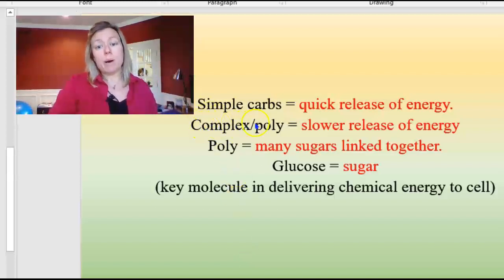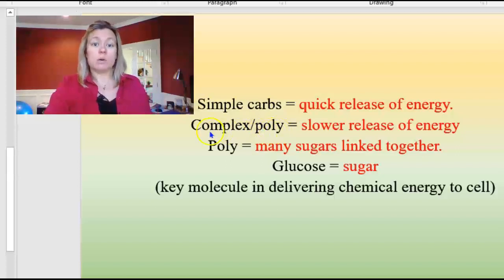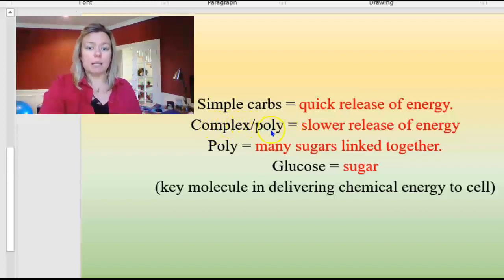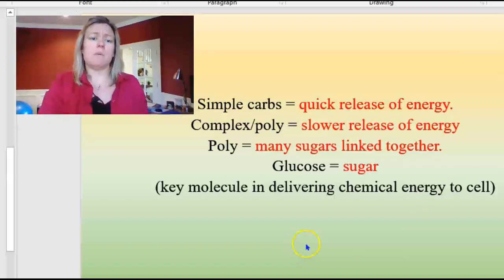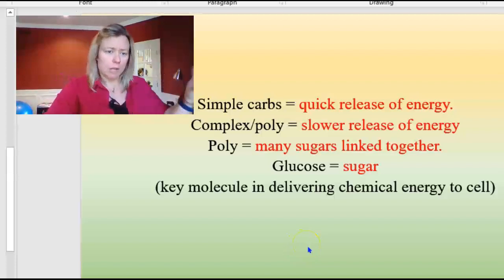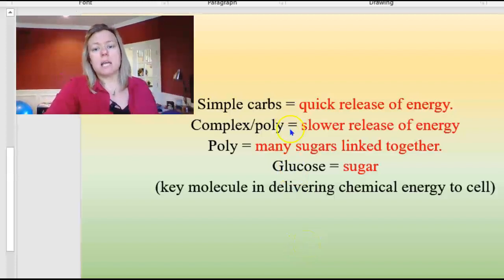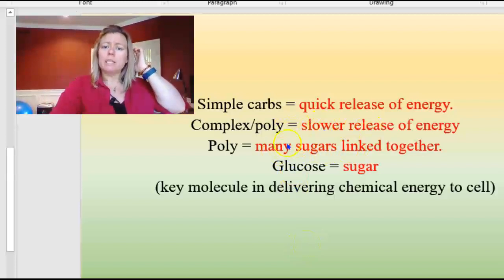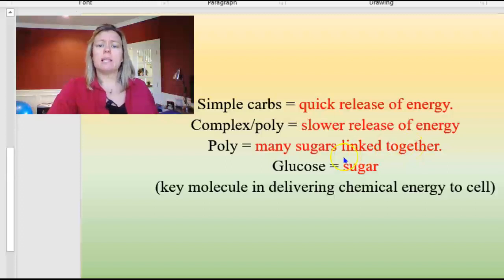The complex or poly carbohydrates, or polysaccharides, give a slower release of energy. So if you've ever heard of somebody who's carbo loading, if they're going to run a track meet or something, they want to have a bunch of spaghetti the night before, they're going to wake up and have bagels, or oatmeal, for example, something that's going to have a slower release of energy. So many sugars are linked together for poly, and the basic word for sugar we use is glucose, okay? And that's the key molecule in delivering energy to the cell.